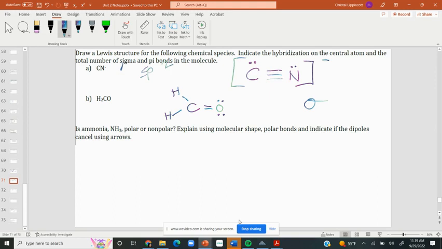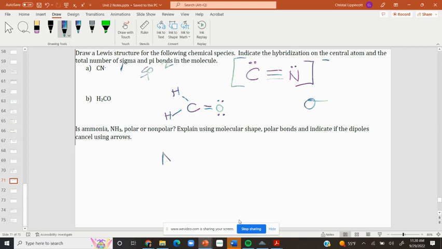All right. We want to know the hybridization of the central atom. Hybridization of this guy is sp2. They want to know the total number of sigma and pi bonds in the molecule. So how many sigma bonds do I have in the molecule? 3. 1, 2, 3. And then that's a pi bond. So I've got one of those.